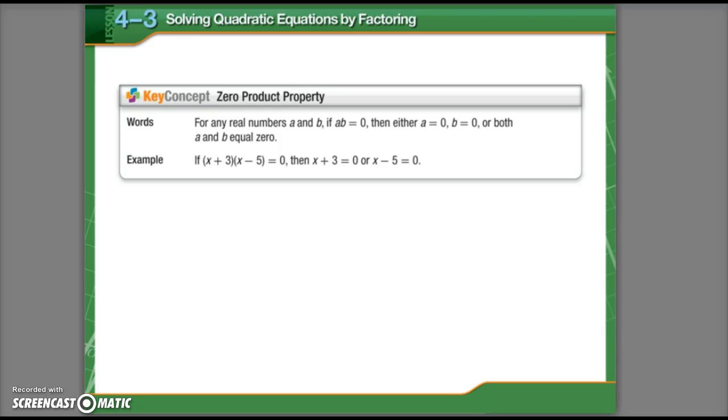So the way that you're going to apply this is if you have something in factored form, a factored form of a quadratic, like x plus 3 times x minus 5, that means either this first piece equals 0, or the second piece equals 0, or possibly both of them equal 0. And that's going to apply in the problem that we're going to do next.